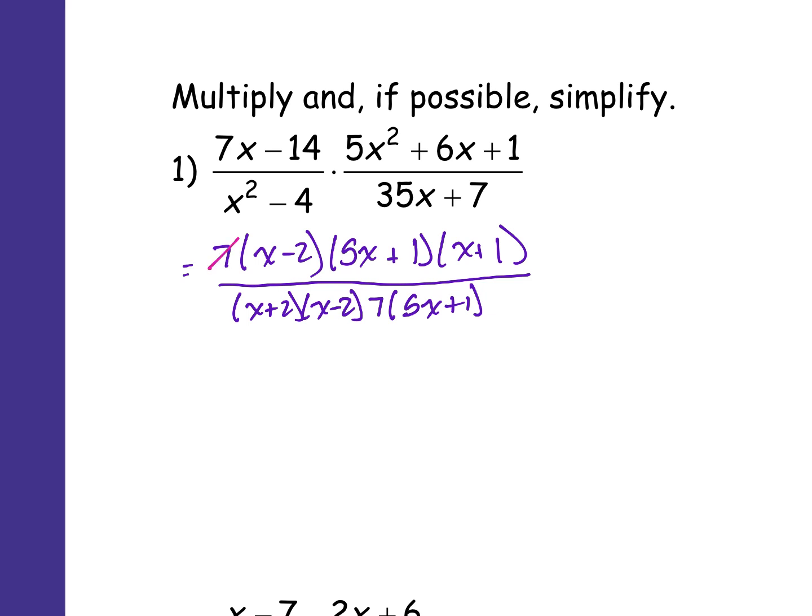So I have a 7 in the top and a 7 in the bottom. And I have an x minus 2 in the top and an x minus 2 in the bottom. And I have a 5x plus 1 in the top and a 5x plus 1 in the bottom. And now everything that's left is my answer. So my answer would be x plus 1 divided by x plus 2. Done.